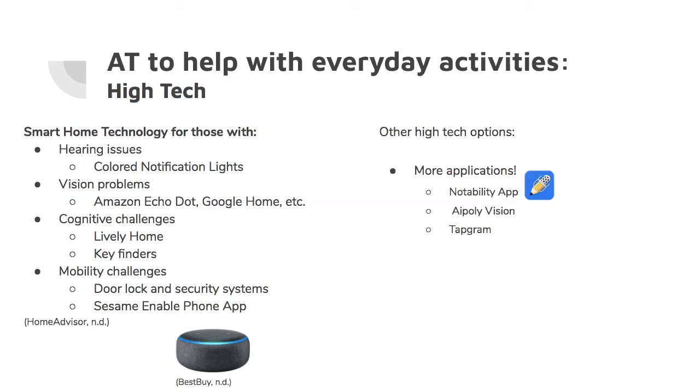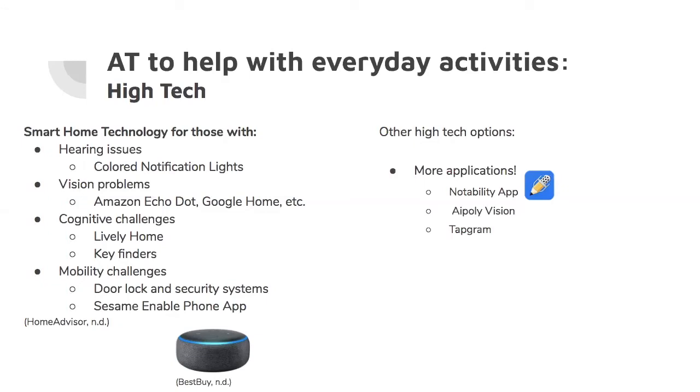For mobility challenges, you can consider door lock and security systems. So individuals can lock and unlock doors using their smartphone. In addition to mobility challenges, it can also be helpful for people with fine motor issues if they don't have the strength or coordination to turn a door handle, and smart home technology is something that they want to consider. And then there's also something called the Sesame Enable Phone app, which I'll talk about in depth later. And so overall, in addition to these smart home technologies, all of these may also even be useful for people who are having low endurance or low energy levels.